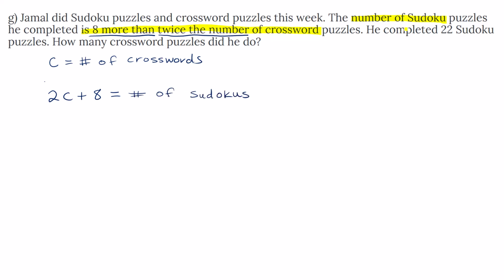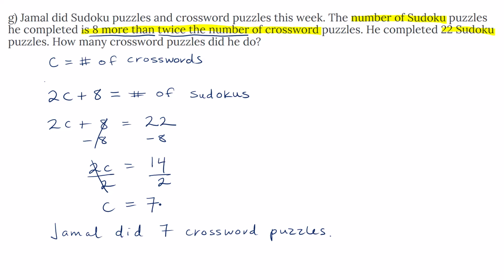They told us that Jamal completed 22 Sudokus, so we should actually be able to put 22 in for the number of Sudokus and solve for c. So 2c plus 8 is equal to 22, and now we can solve this equation for the unknown variable. So 2c is equal to 14, divided by 2. And there we get c is equal to 7. So we can write our sentence: Jamal did 7 crossword puzzles.